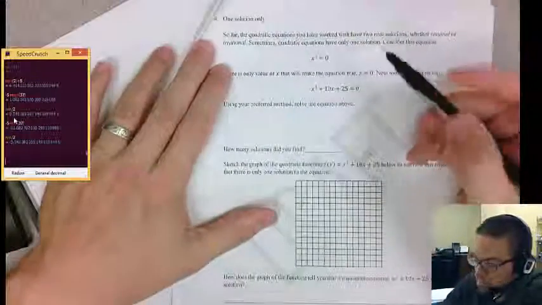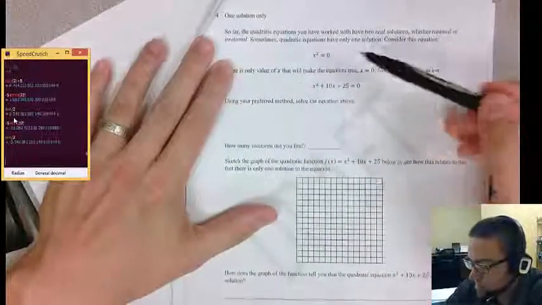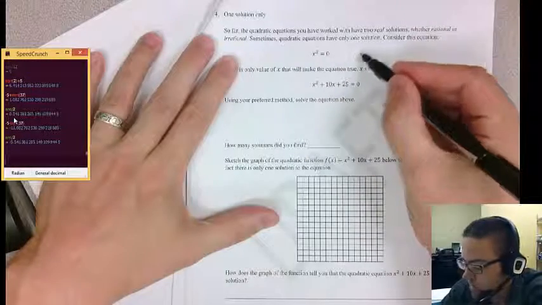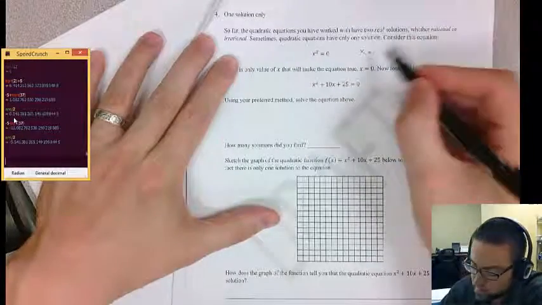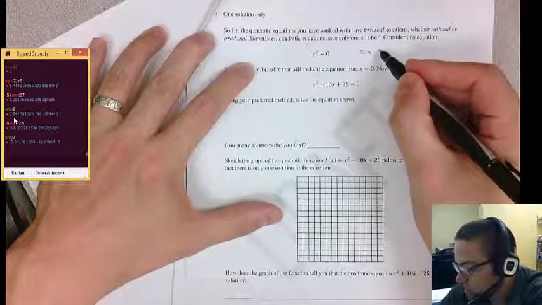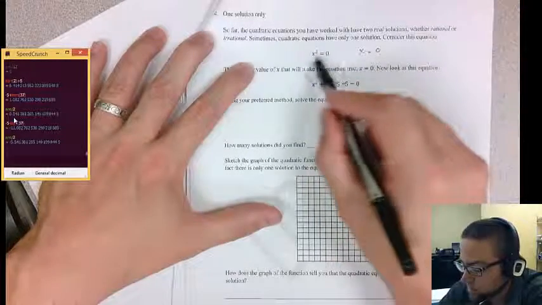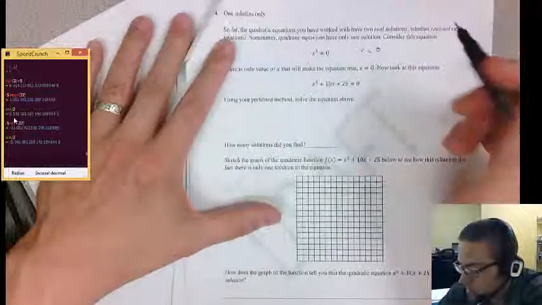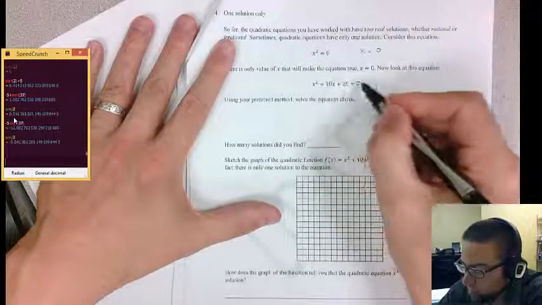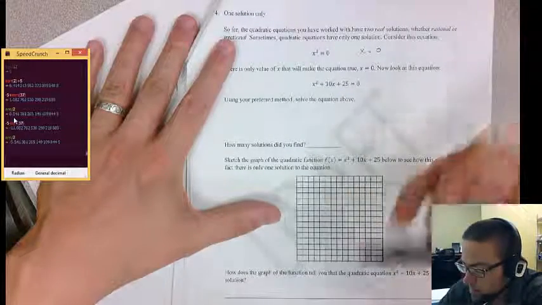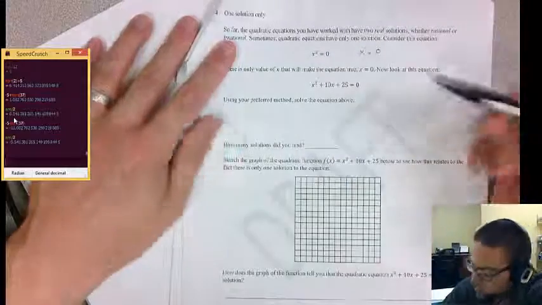Okay, one solution only. So if x squared is equal to 0, if you square root both sides, you get x equals plus or minus 0. No, there's no plus or minus 0, it's just 0. So there's only one solution to this. And anytime you have a perfect square equal to 0, there's only one solution.